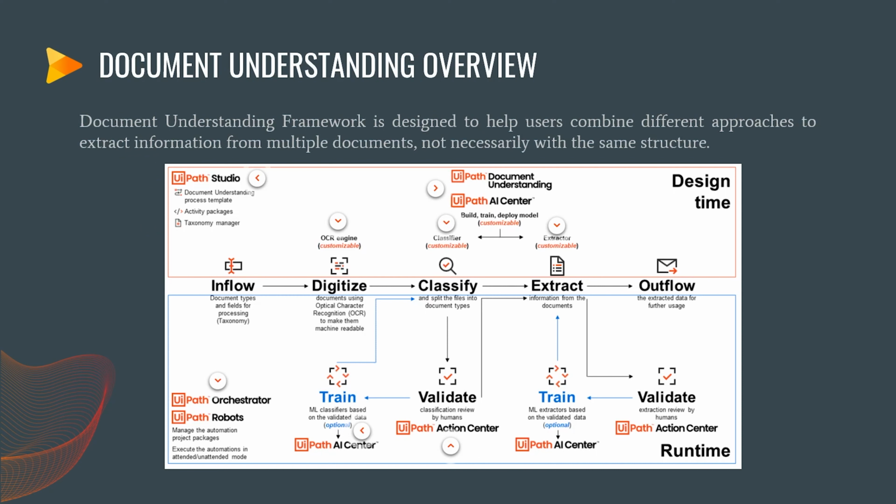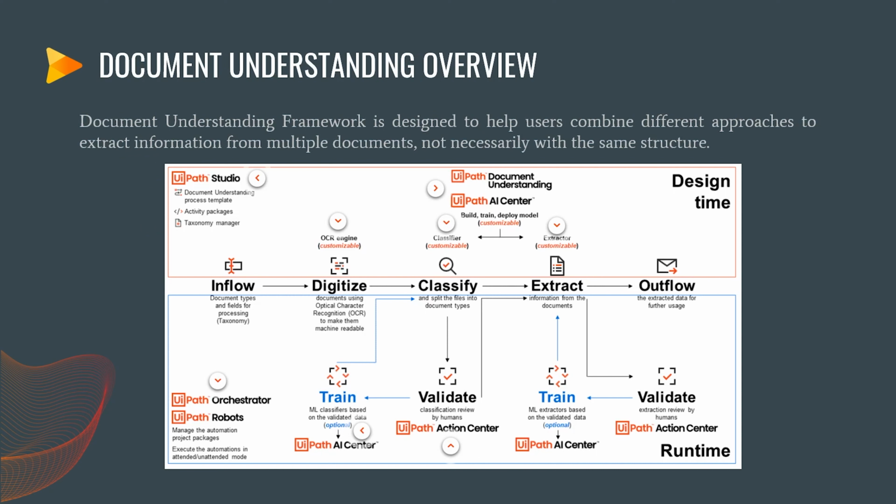So if you want to involve humans and ML algorithms, under classify, if the document is unstructured, then we involve a validation station where a human can get involved and decide. If the robot can't decide the type of the document, a human can validate using Action Center. And then based on that validation, the model will be trained again. So we involve ML here using UiPath AI Center.